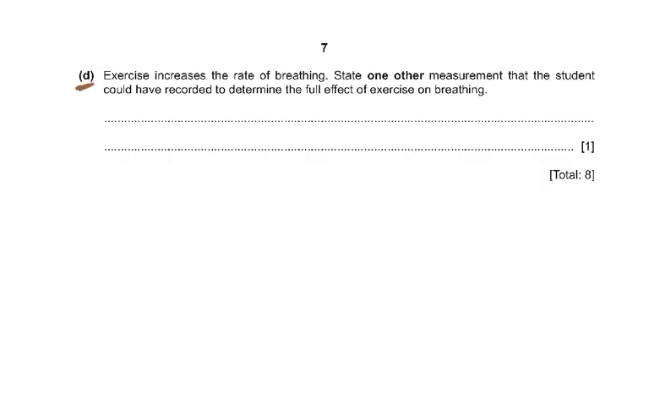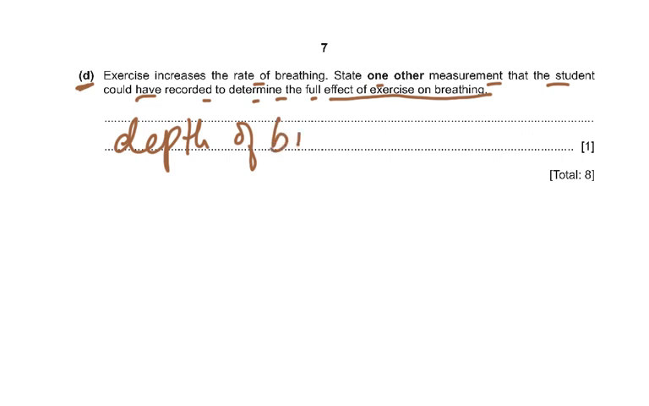Now let's look at the last part of the question. Exercise increases the rate of breathing. State one other measurement that the student could have recorded to determine the full effect of exercise on breathing. The depth of breathing. When you start exercising, the rate of breathing also increases and the depth of breathing also. You take deeper breaths. You take air in and air out. So depth of breathing increases, or you could have said volume of each breath.